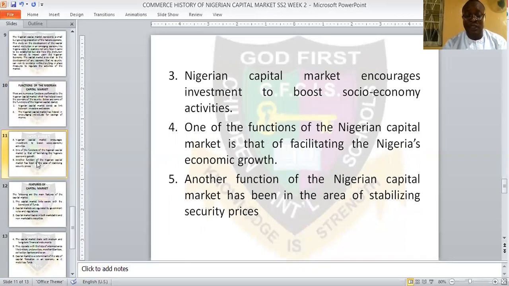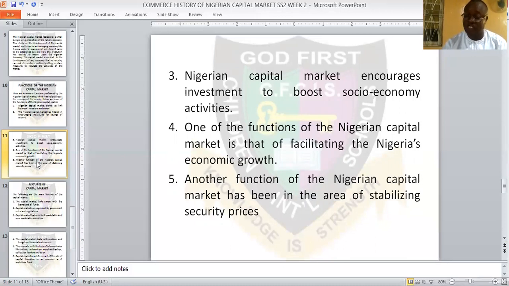And thirdly, the Nigerian capital market encourages investment. It has encouraged investment to boost social and economic activities. It has encouraged investment in shares, stocks and bonds. Because by the time you make an investment, you should definitely be expecting returns at the end of the accounting period, which you call dividend. That has helped so many people in the country.